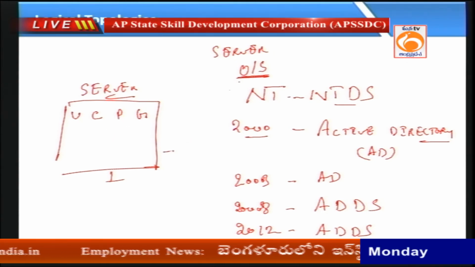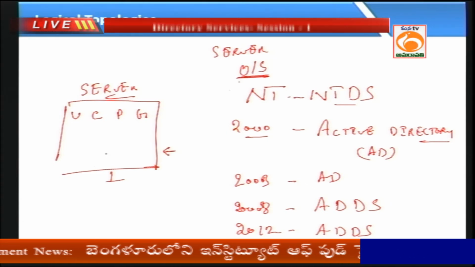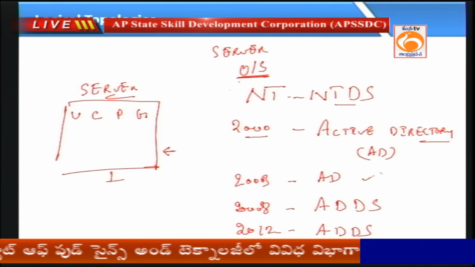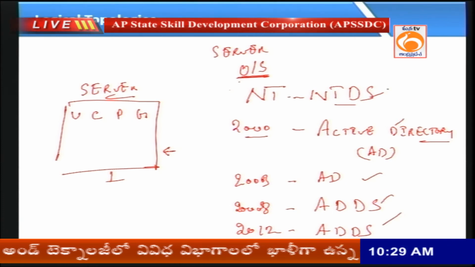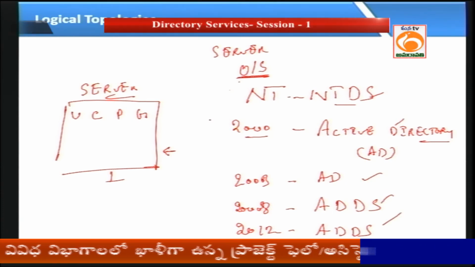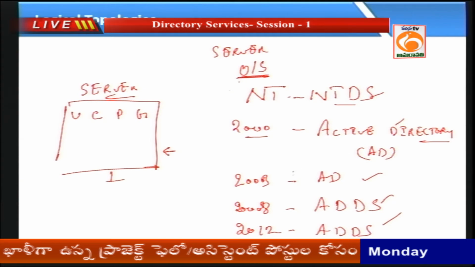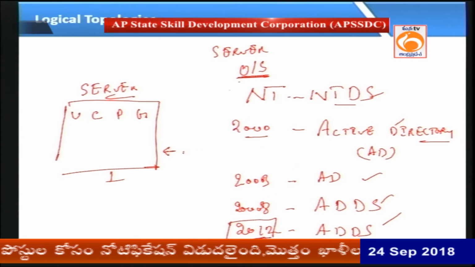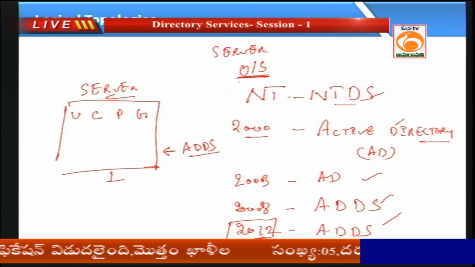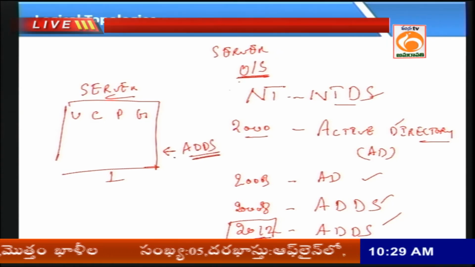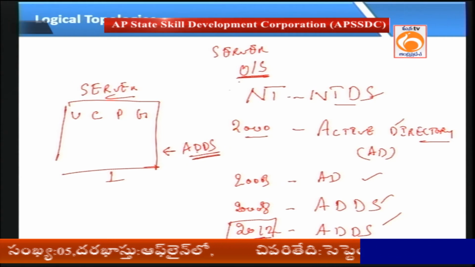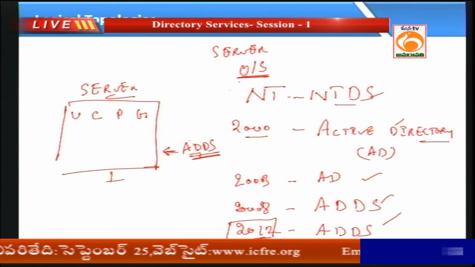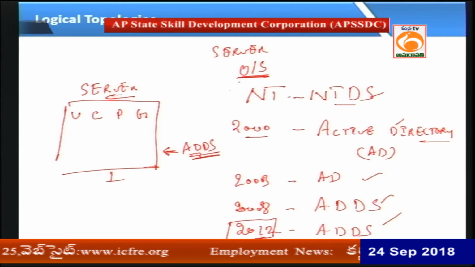If your operating system is Windows, Microsoft, what directory services we have to install depends on the operating system. They are different directory services. So, in our practicals, we will be working on this 2012 operating system. That means what I have to install here is ADDS, Active Directory Domain Services. If I install Active Directory Domain Services here, this computer is called a server.